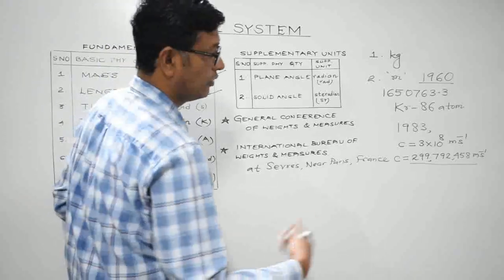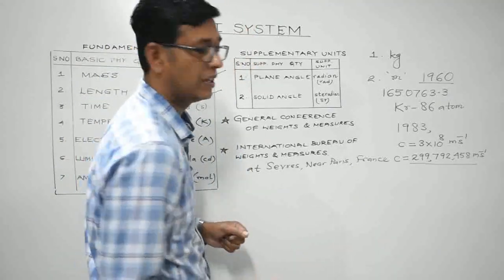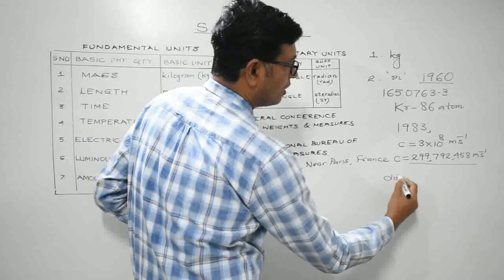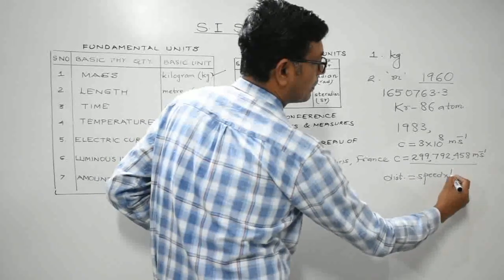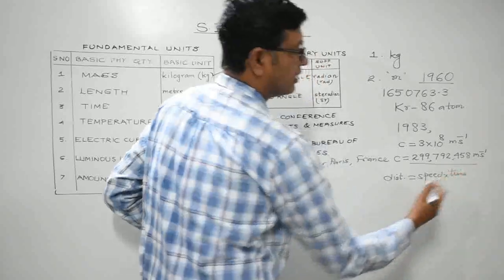So look, how to define it. Let's find the logic behind it. We all are aware of this formula: distance is equal to speed multiplied by time. We all are aware of it, isn't it?